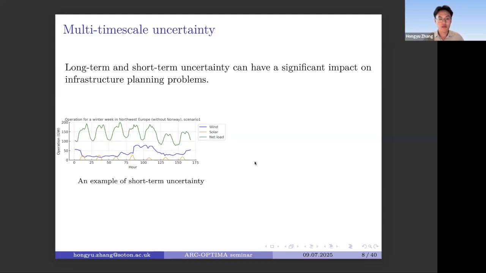And then if we look at the same period, but from a different scenario, you can see wind and solar generation and load pattern is significantly different. This is scenario two. And if we move to scenario three, you can see again, it's very different. And I think the key here is to capture this uncertainty when you make your planning, when you examine your investment decisions on your operational problem.